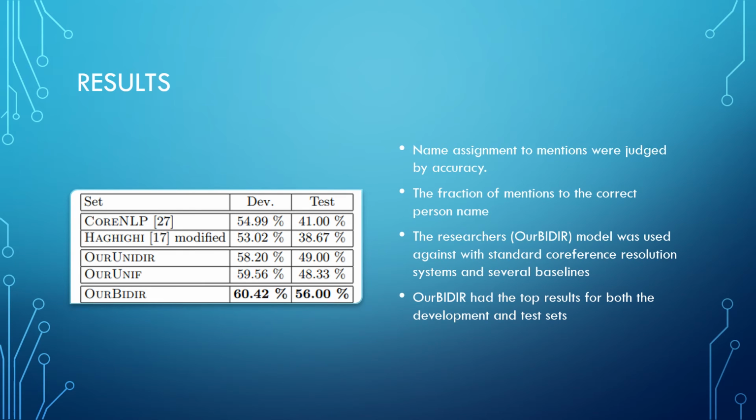Name assignments to mentions were judged by accuracy, meaning the percentage, the fraction of mentions assigned to the correct person name. The researchers' model was tested against standard co-reference resolution systems in several baselines. The researchers' model had the top results for both the development and test sets, 64.42% and 56%.